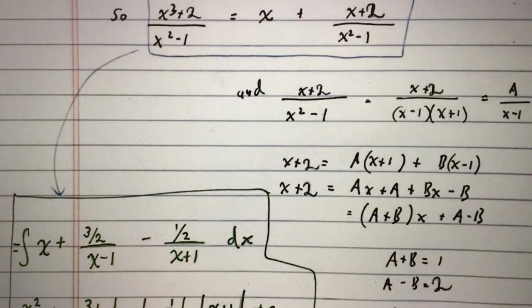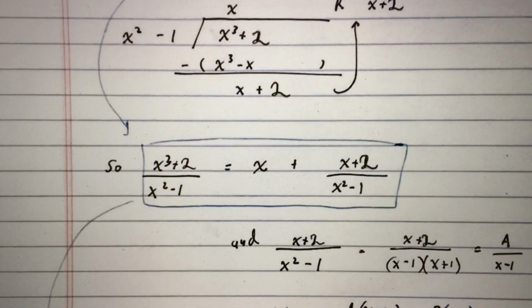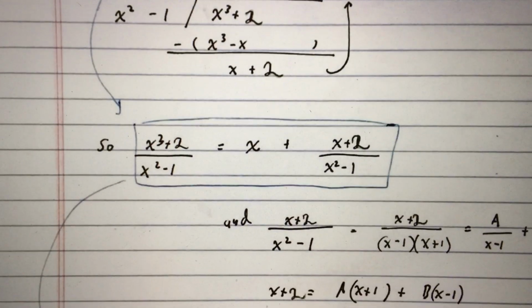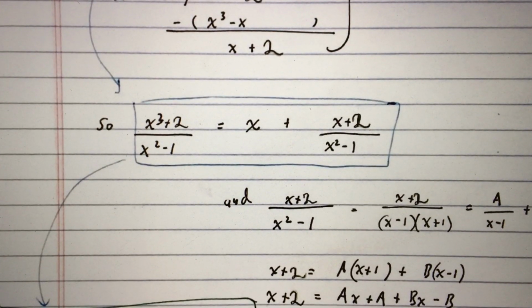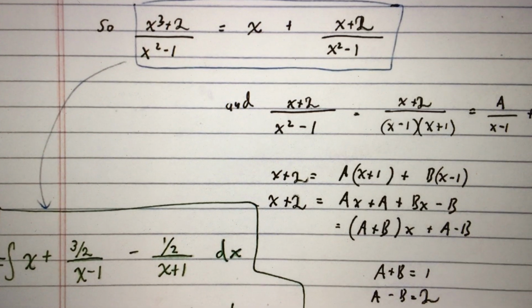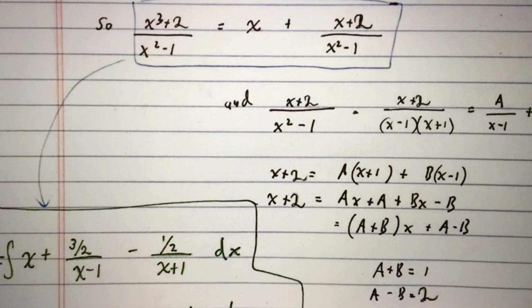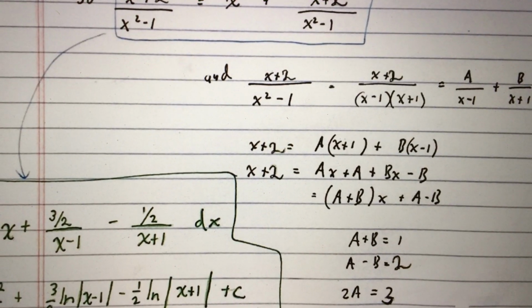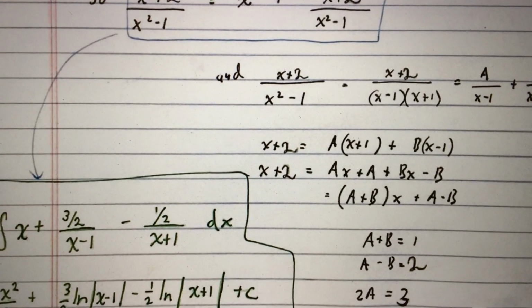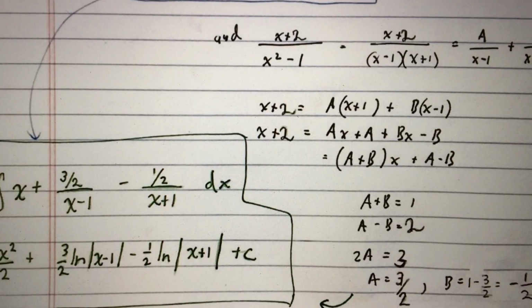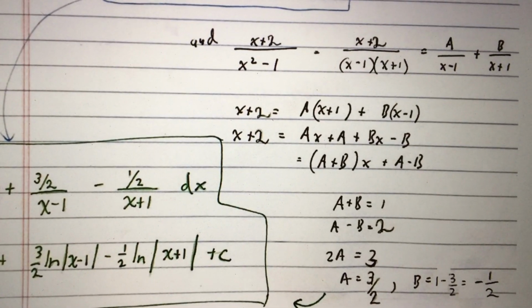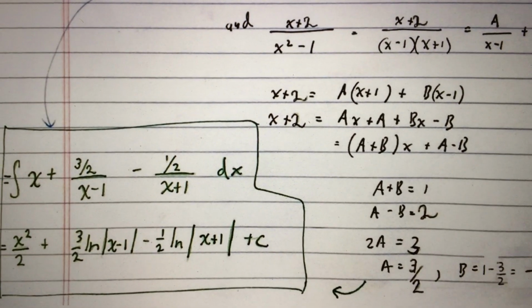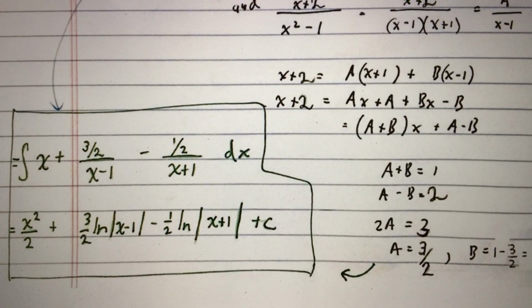We should look back up to see where those came from. The original problem had x cubed plus 2 over x squared minus 1. But that equals x plus x plus 2 over x squared minus 1. And so I put in the x, and then the second fraction decomposed into A over x minus 1, which was 3 halves, and B over x plus 1, minus 1/2 over x plus 1. Yay. And now I can do all three antiderivatives.